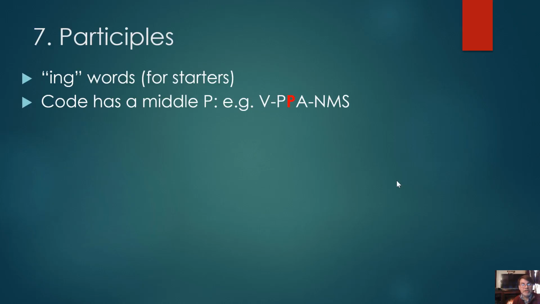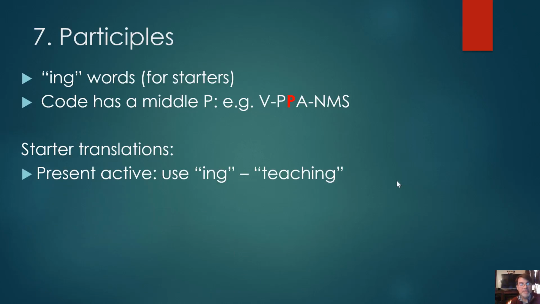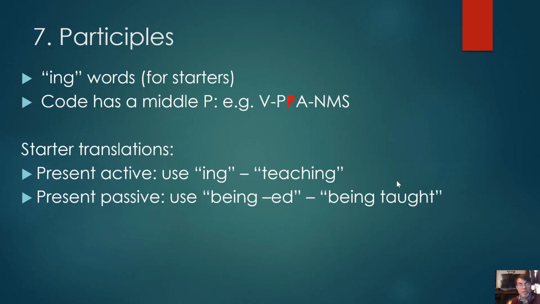The code, at least in interlinearbible.org, puts them under verbs, which, fine, we'll live with it, even though technically they're verbal adjectives. But the code has a middle P. That red P tells us it's a participle. Now there are starter translations that I give. So if it's a present active participle, just try the ing form, teaching. If it's a present passive participle, try being, and then you're going to have to use your knowledge of English to figure out what goes there. We don't say being teached in English. We say being taught. So just use your common English sense.